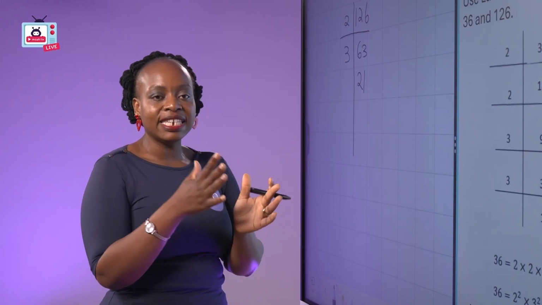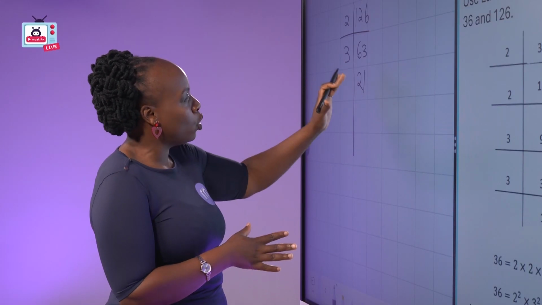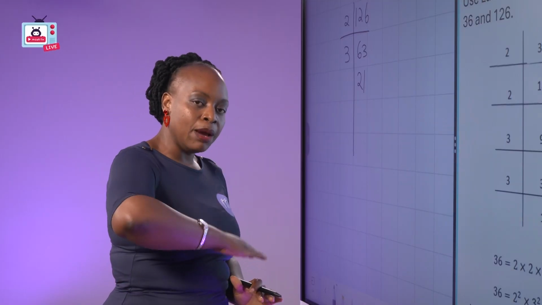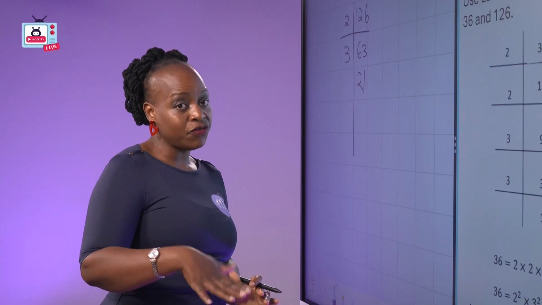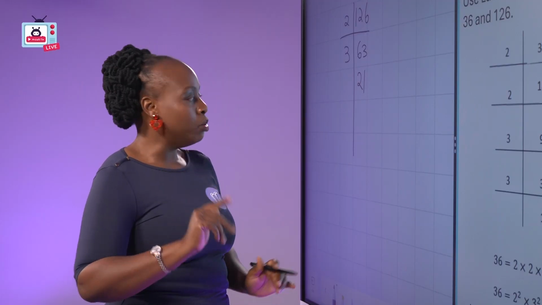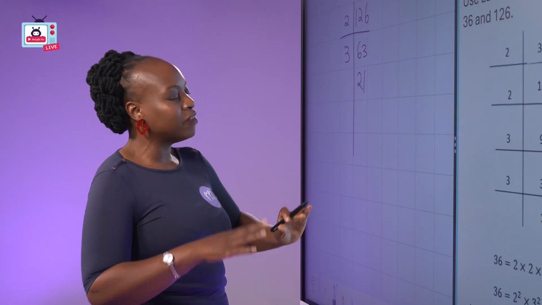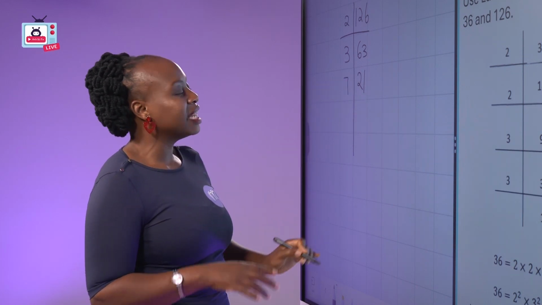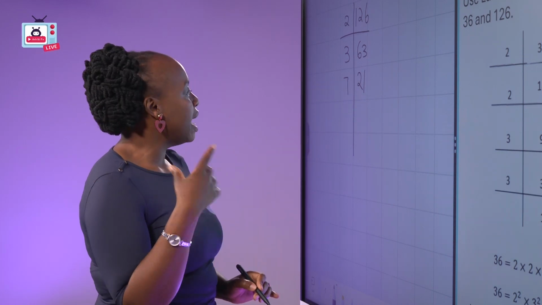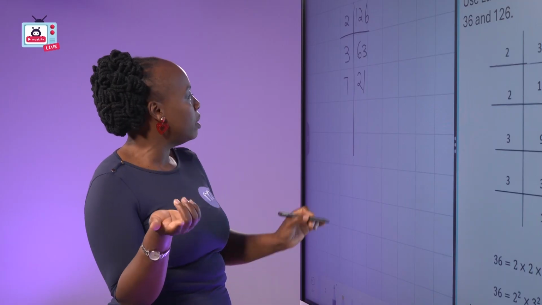Now I know that there's no way that 3 can go into 21. Then I move to the next prime number, which is 5. Can 5 go into 21? No. So that means I cannot use 5. Then I go to the next prime number, which is 7. And I know that 7 can go into 21. And a certain number of times, so how many times?